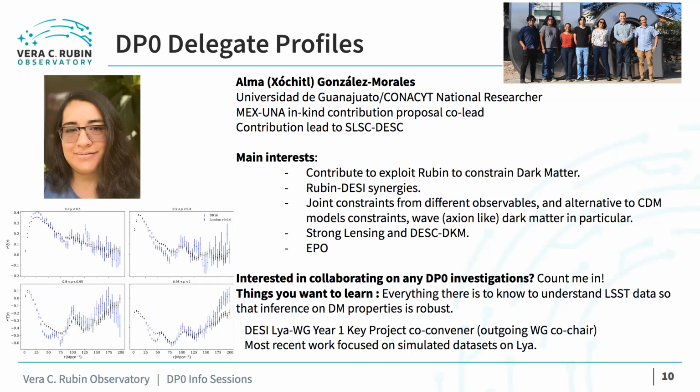I'm also part of DESI, so I'm interested in Rubin-DESI synergies. And in general, I'm very interested in outreach and public education. So of course, I'm very interested in the DP0 investigations, and please count me in. In the plot, what I'm showing is a correlation function of Lyman-alpha forest. That is the work that I do in DESI, and basically I work a lot with simulated data sets to find systematics. Thanks.